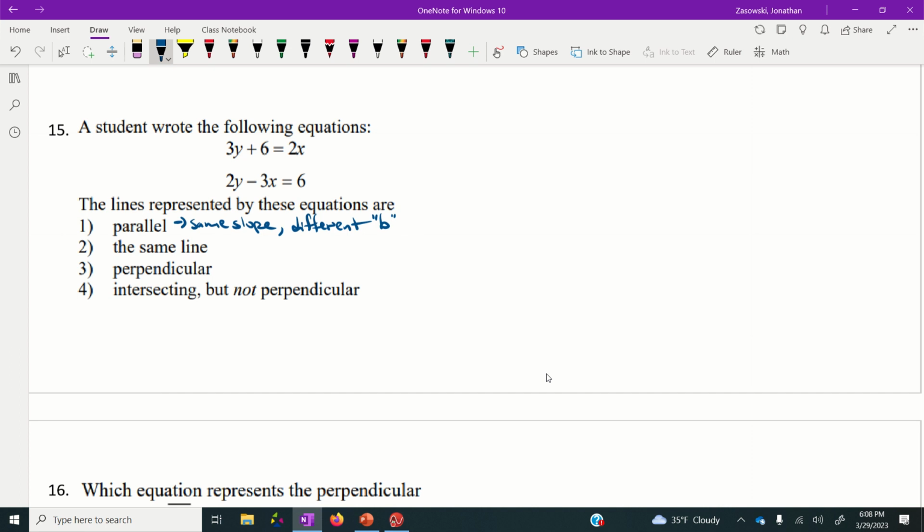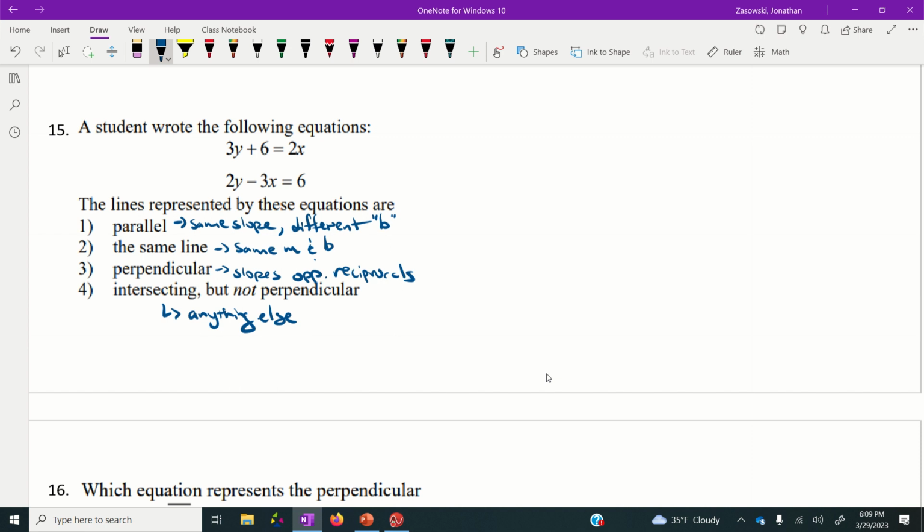The same line means they have the same slope, m, and they have the same b, the same slope and y-intercept. And if they're perpendicular, that means that their slopes are opposite reciprocals. Intersecting but not perpendicular is anything else. Any other equation where you look at the slopes, they're not the same, they're not opposite reciprocals. That's what we're filling in.